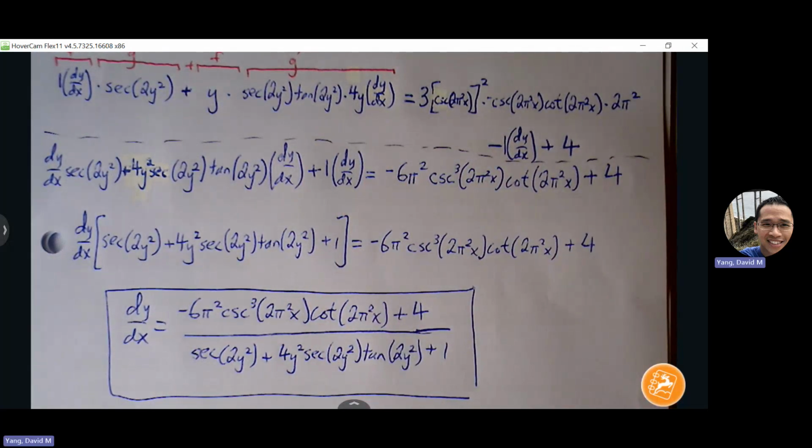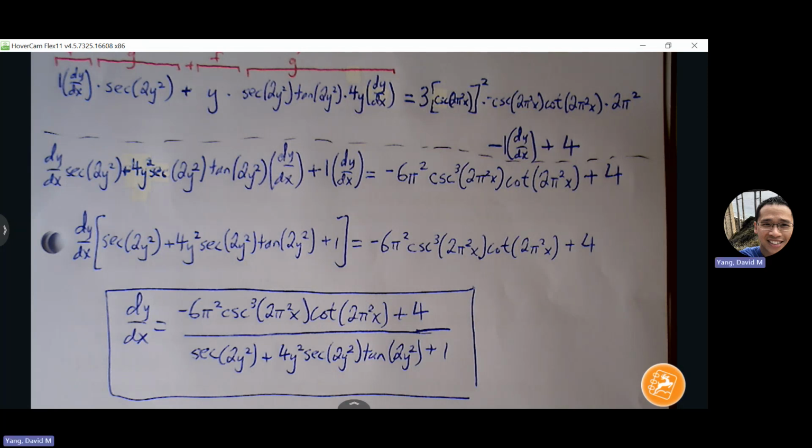Did you separate it where all the dy dx terms are on one side? Yeah, that's what I do. We want all these dy dx terms together so that we can factor it out and eventually get the factor. Good. Any other questions?